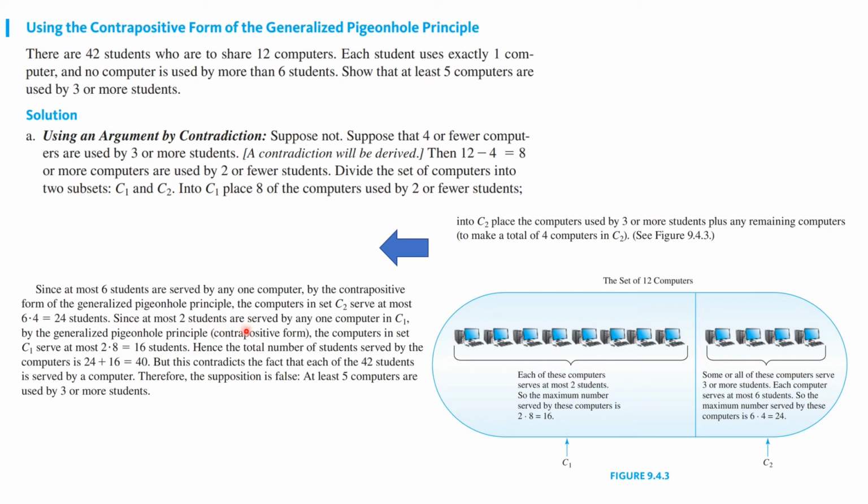Since at most 2 students are served by any computer in C1, by the generalized pigeonhole principle, the contrapositive form, the computers here serve at most 2 times 8, or 16 students. Hence, the total number of students served, the sum of the students you have in C1 and C2, is going to be 40. But this contradicts the fact that each of the 42 students is served by a computer. Therefore, the supposition is false. At least 5 computers are used by 3 or more students. Getting more subtle. Yes?